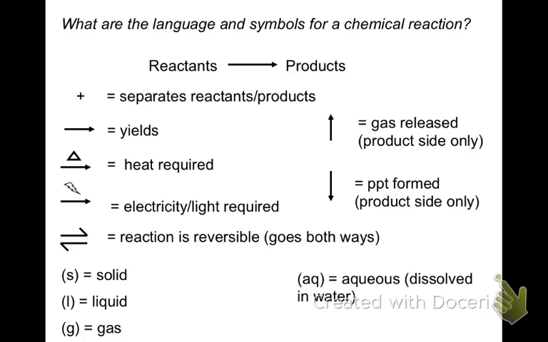So a lot of things actually do have to be dissolved in water first before they can react. So those things would be considered aqueous. So here's just some language and some symbols to help us write out a chemical reaction. Because if we don't have symbols and we don't have kind of a process for doing this, it can be a very long and tedious thing. So let me show you some examples of how this works.